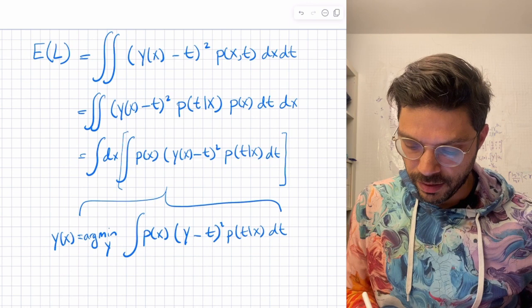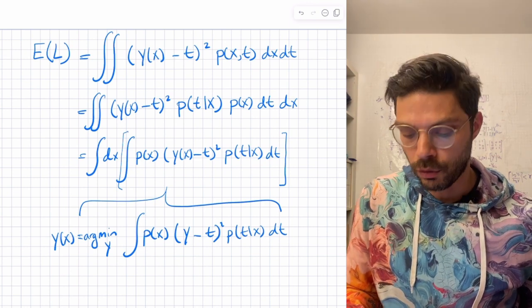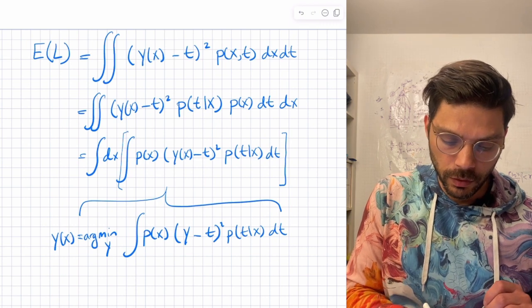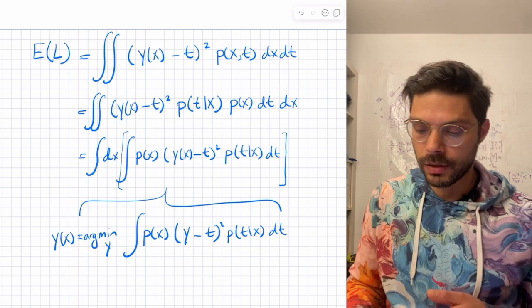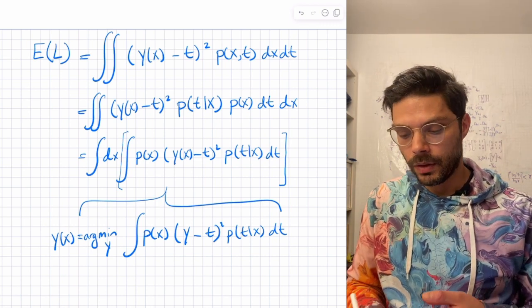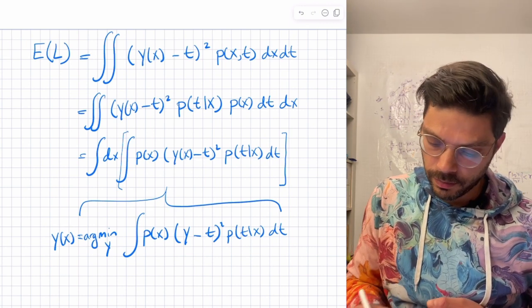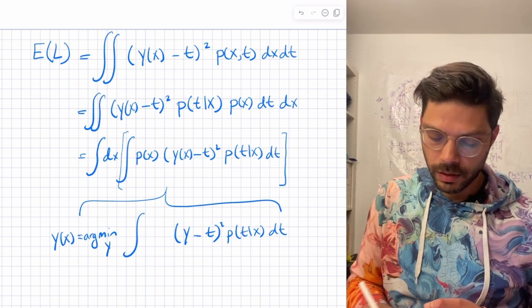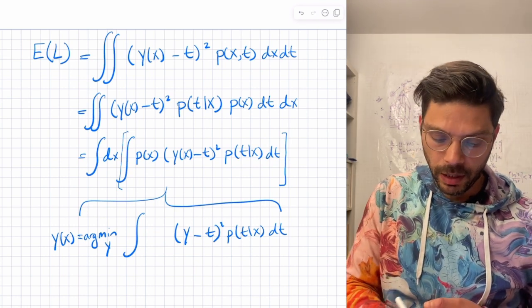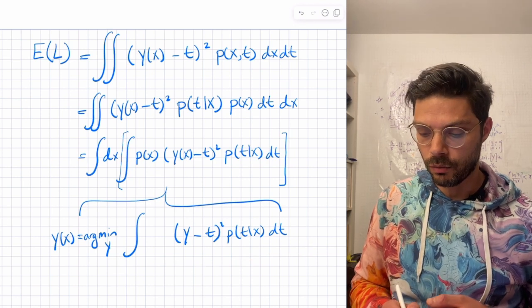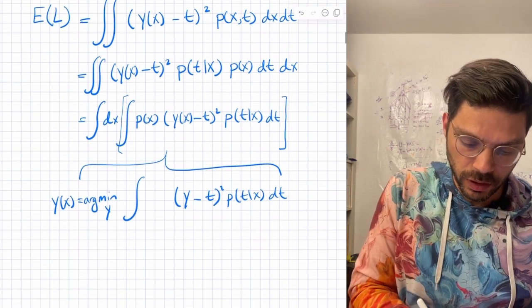Now notice that this is an integral over t, so p of x we can just remove, because it doesn't depend on t, so it'll just be sitting outside. So let's erase that. There, that disappears, and now we just want to minimize this as a function of y, and that's easy enough. So let's just compute the derivative.